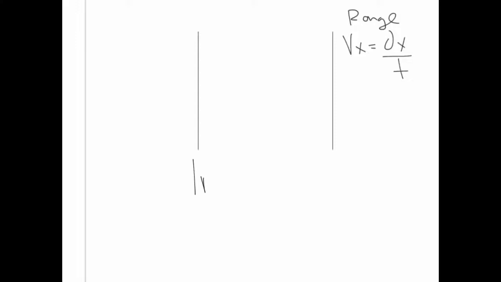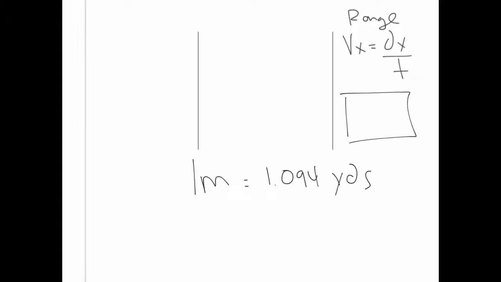We know, whether you search on Google or any other device, that 1 meter is equivalent to 1.094 yards. Once you have your answer from this column, you're going to need to go ahead and use this conversion, this ratio, to convert that value in meters to yards.